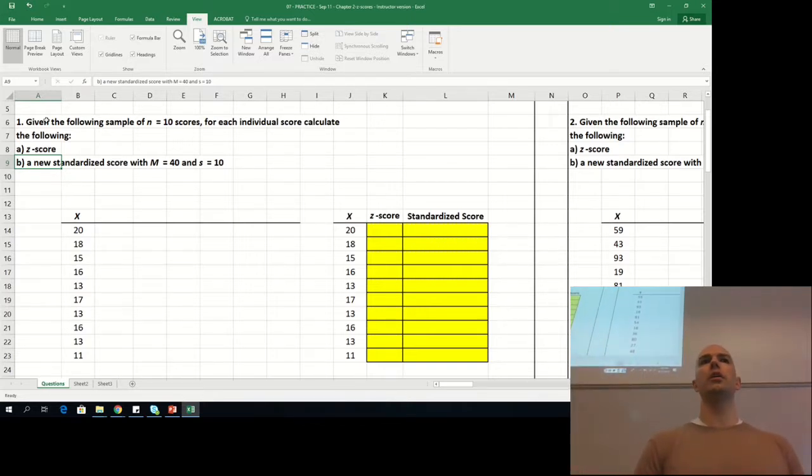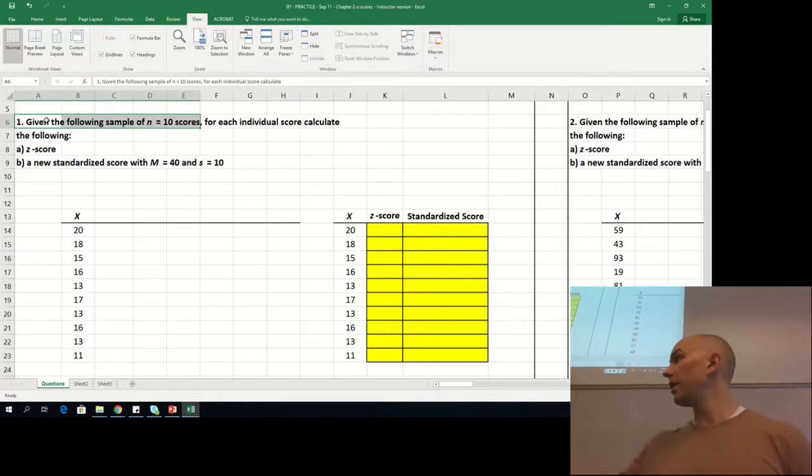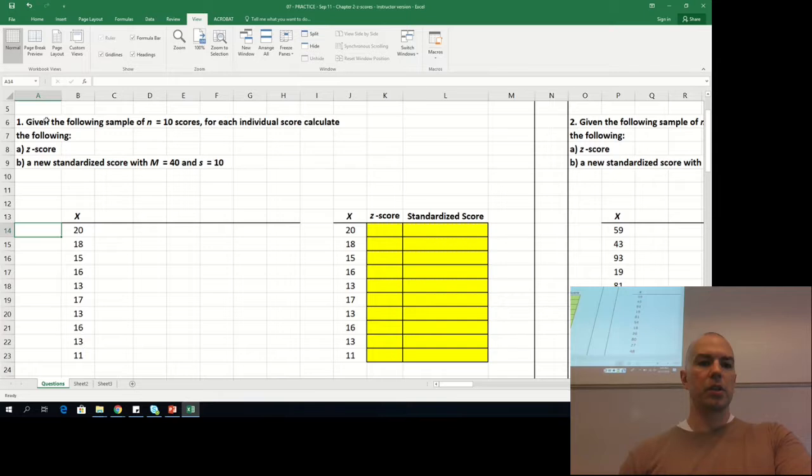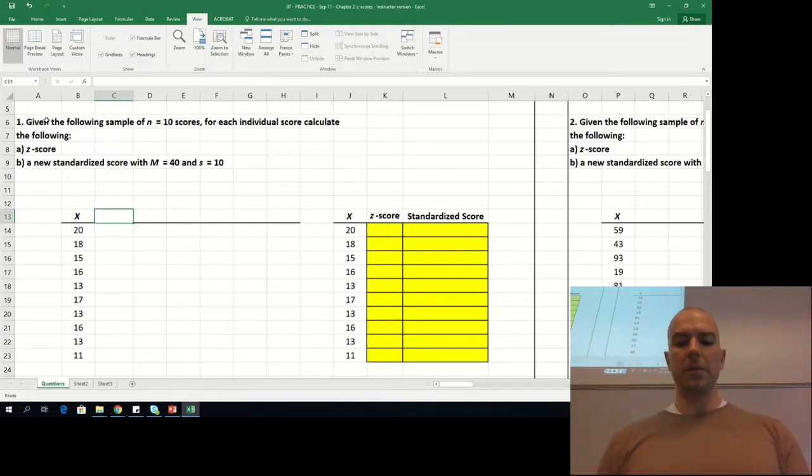When you're doing your homework, your quizzes, and the exam, be sure to look for that word. It will let you know: given the following sample, given the following population data, given these scores from the population. Look for those two words to help you decide which form of variability you should be using. All right, so what we're going to do is set this up. So we're going to set up first. Well, let's see.